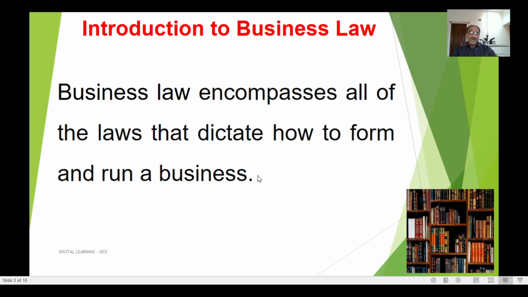So for example, if you want to start a company, you would have to follow the Companies Act regulations and provisions.